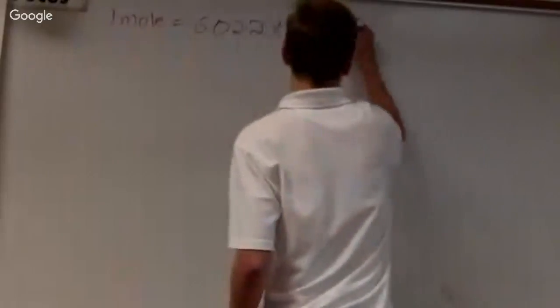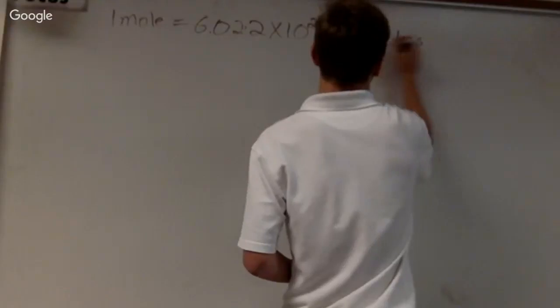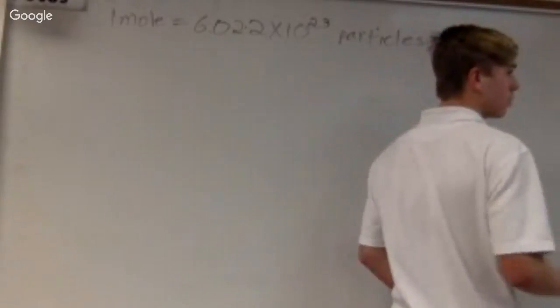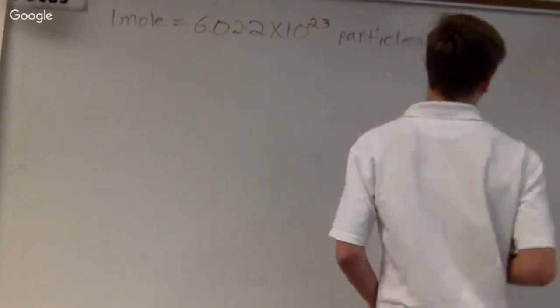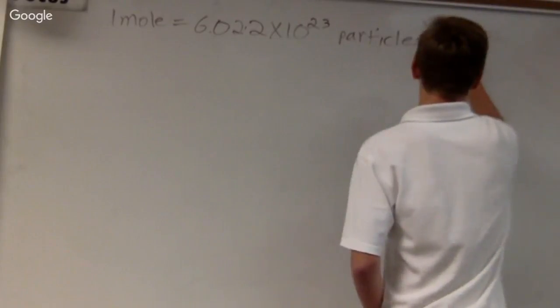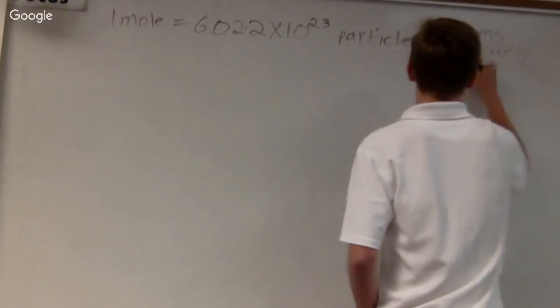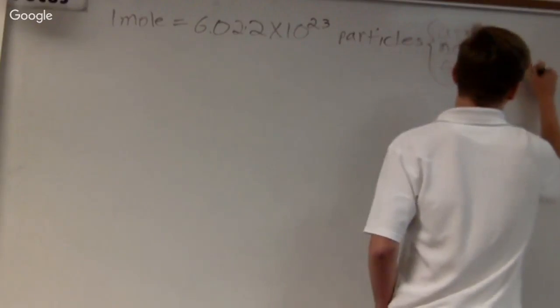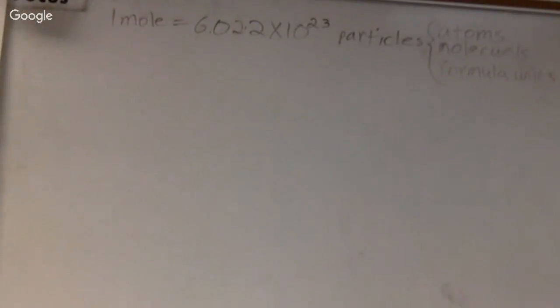So can you write particles next to it? On the right-hand side. And can you do like a little parentheses opening up to the right, so I can put like 3 things next to it in a row? Okay, and on the top, can you write atoms? Next, write molecules. And lastly, write formula units. Okay, so those are the 3 main things that we're going to be using, yeah?